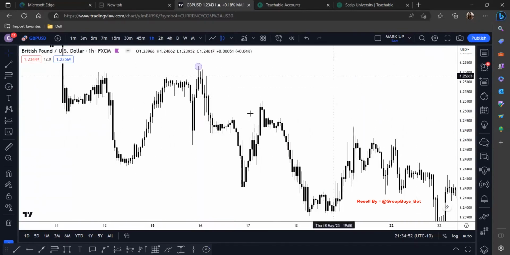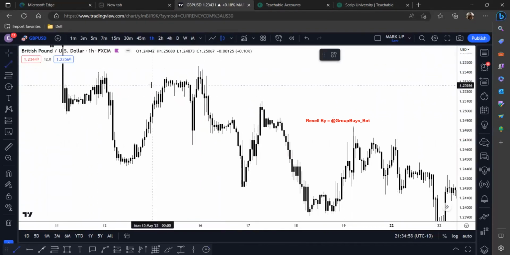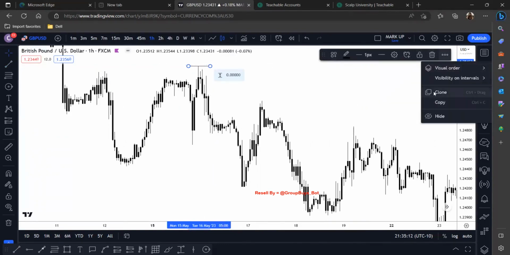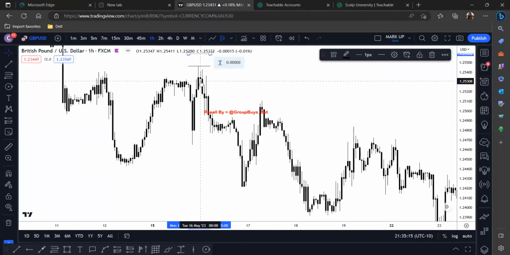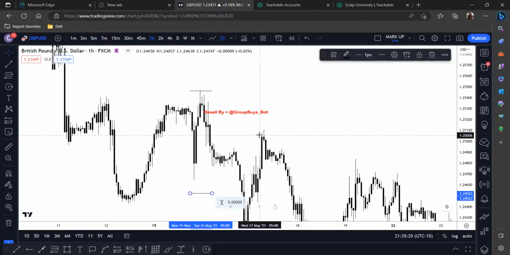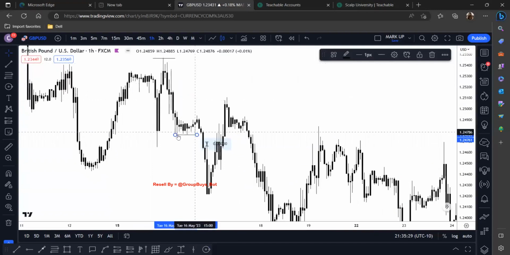Actually, hold on. It might be better to just use the trend line because we have liquidity there. So we have a high there, and then we created lows here, and then you see what happened: we see a bunch of these wicks.